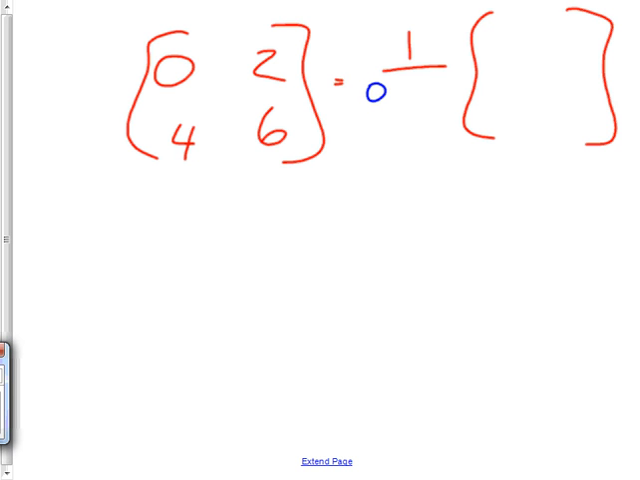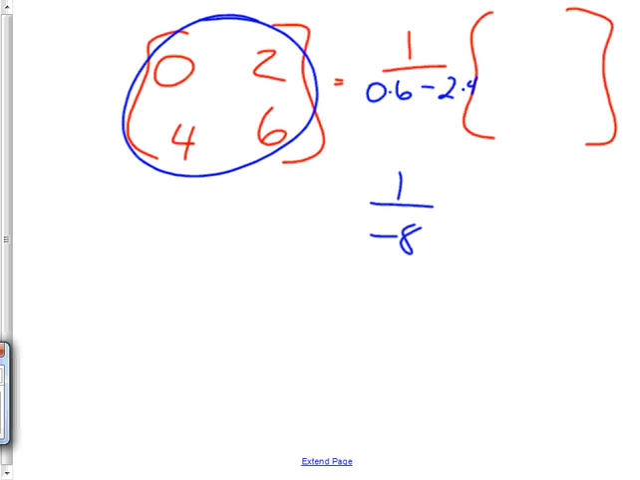Okay, you do 0 times 6, and then subtract 2 times 4. Perfect. So that's going to be 0 minus 8, which makes 1 over negative 8. Raise your hand if you had that right. Okay, good. And then this part, you had to do some flipping and flopping. Mr. P., which one's got flip-flopped in here? Excellent. And then the other two? Negative 2 and negative 4.